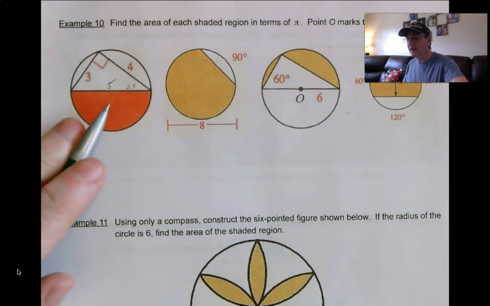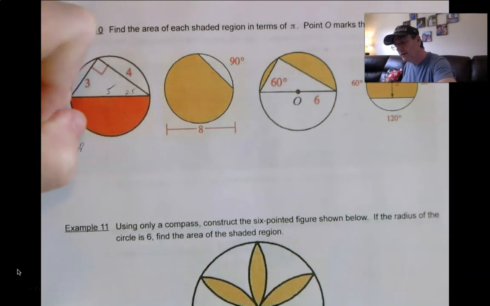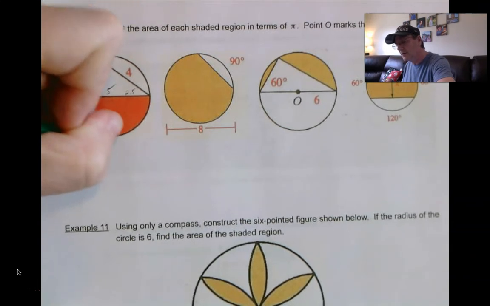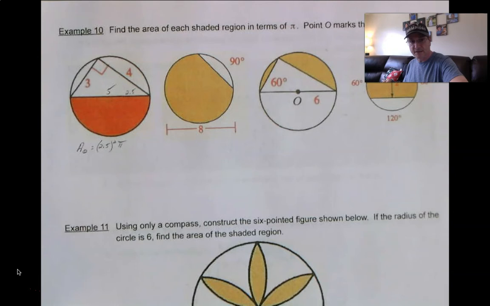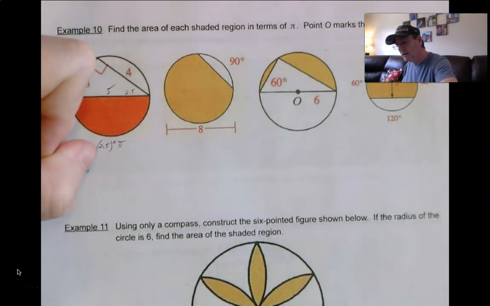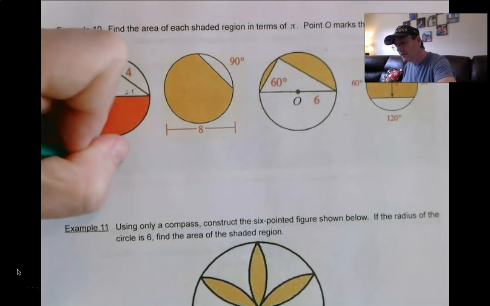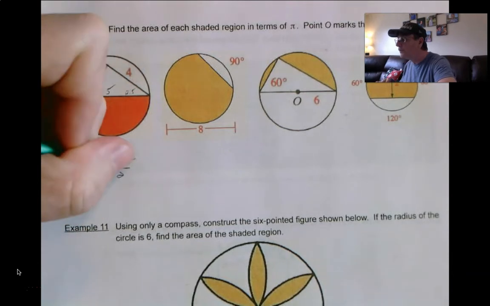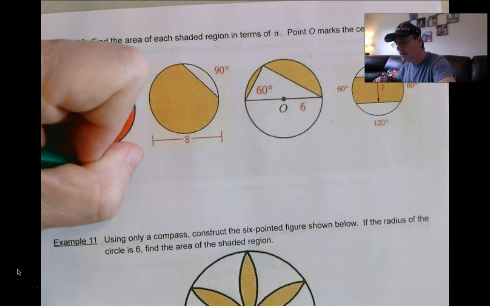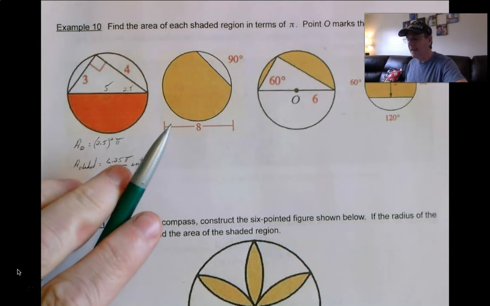Okay, we want to find the area of the circle and then divide it by 2. So the area of the circle is equal to 2.5 squared pi, or 6.25 pi, and the area of the shaded region is equal to 6.25 pi over 2 units squared.